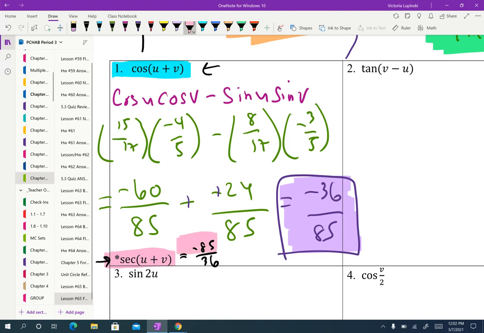So again, I just wanted to point that out going forward. The reciprocal relationships still hold, so no need to repeat the process. There is no secant of u plus v formula anyway, so you have to find the cosine and then do the reciprocal, but please just make sure you know that it is a thing.